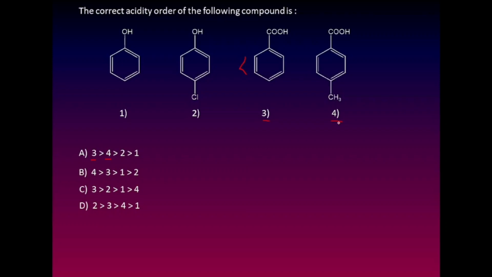Then what happened? Phenol. In this case you should also consider the electron withdrawing group. Here H plus will be removed if an electron withdrawing group is present at ortho, meta or para. Here, in the para position there is chlorine, which is an electron withdrawing group with a minus inductive effect. So H plus will be more easily removed from this 2. So 2 is first, then 1. So the right option is A.